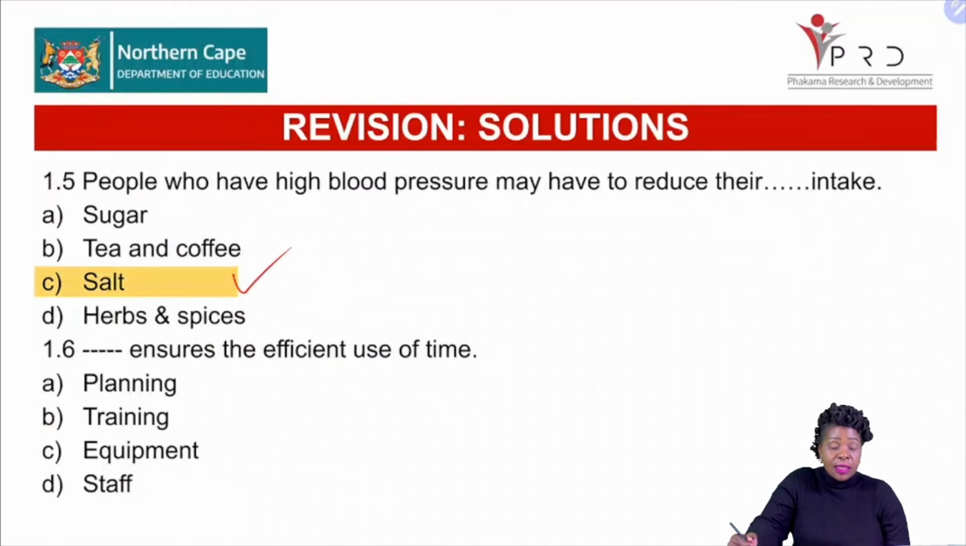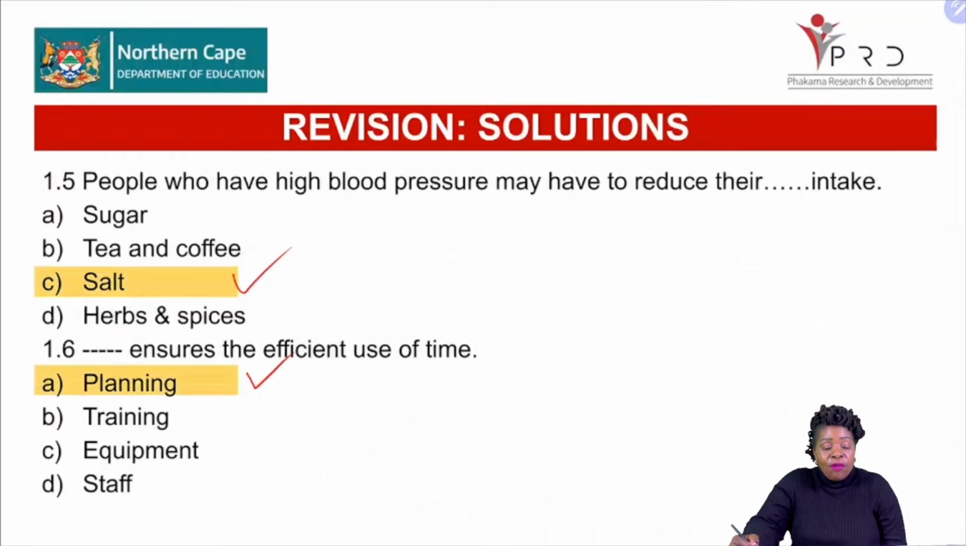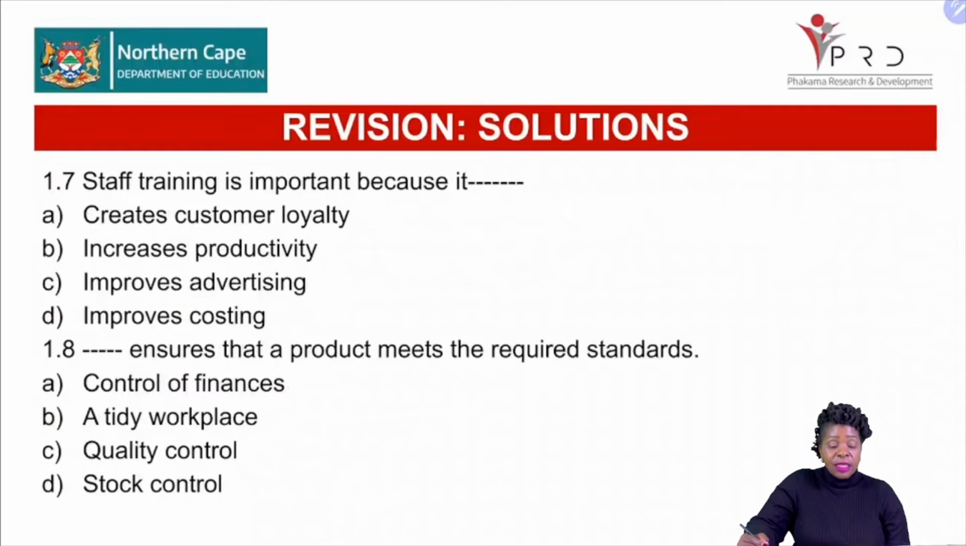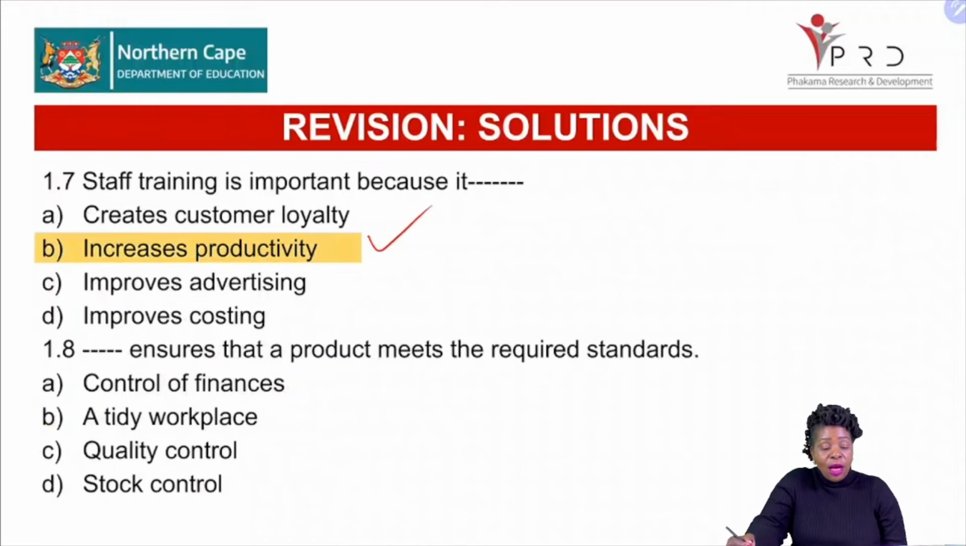Then 1.6 says dash ensures the efficient use of time. What ensures the efficient use of time is A, planning. So our answer for 1.6 is planning. We move on to question 1.7, which says staff training is important because it increases productivity. So our answer for 1.7 is B, increases productivity.